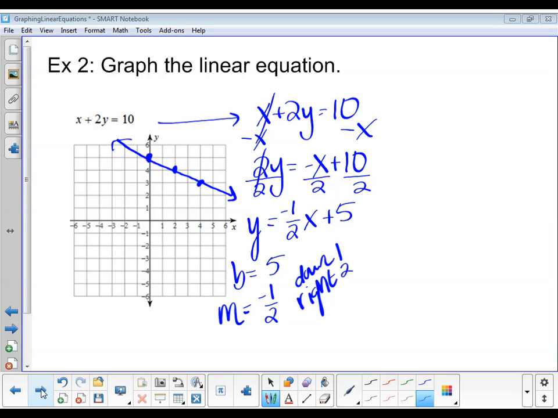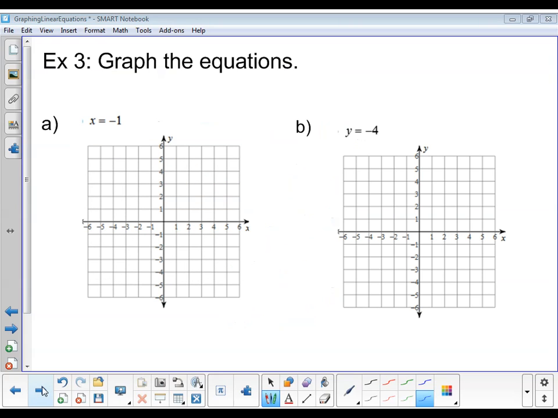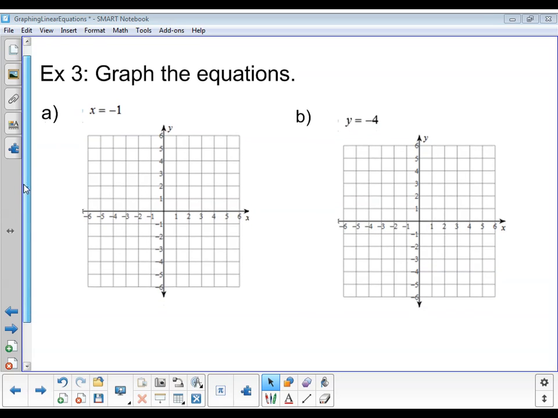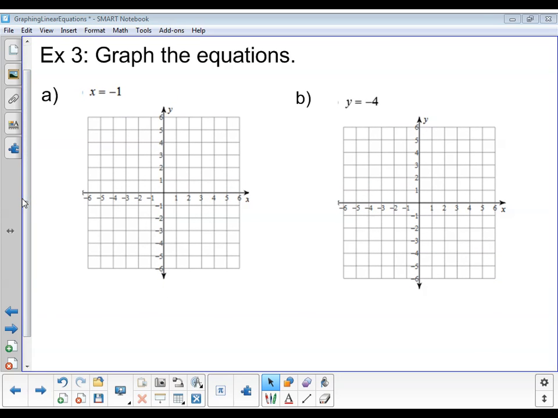Now, there are a couple other special scenarios that happen with equations where you might not have both letters when you have to graph. And that's what we have here in example 3. So in example 3, we are going to be graphing these equations. Our first equation for part A is just an x, and the second part is going to have just a y.